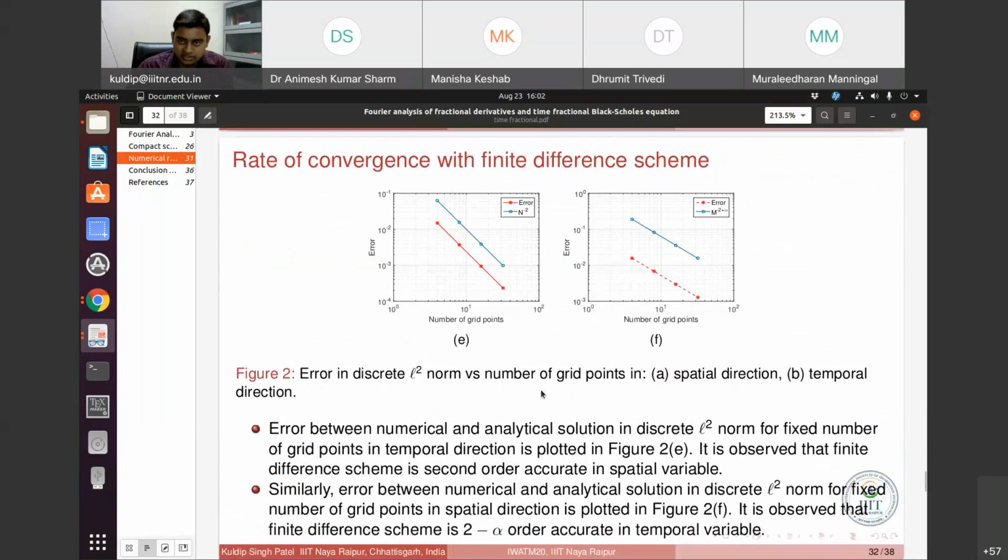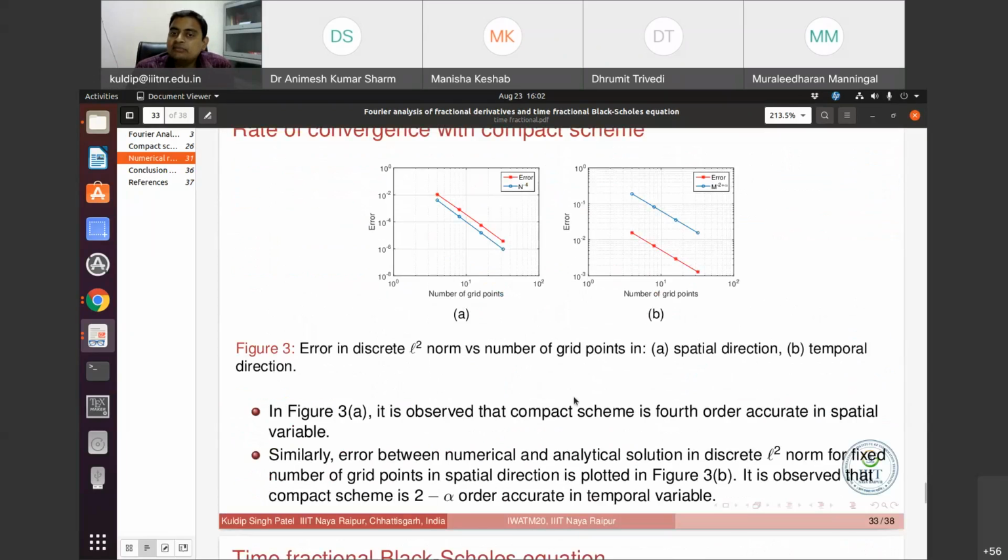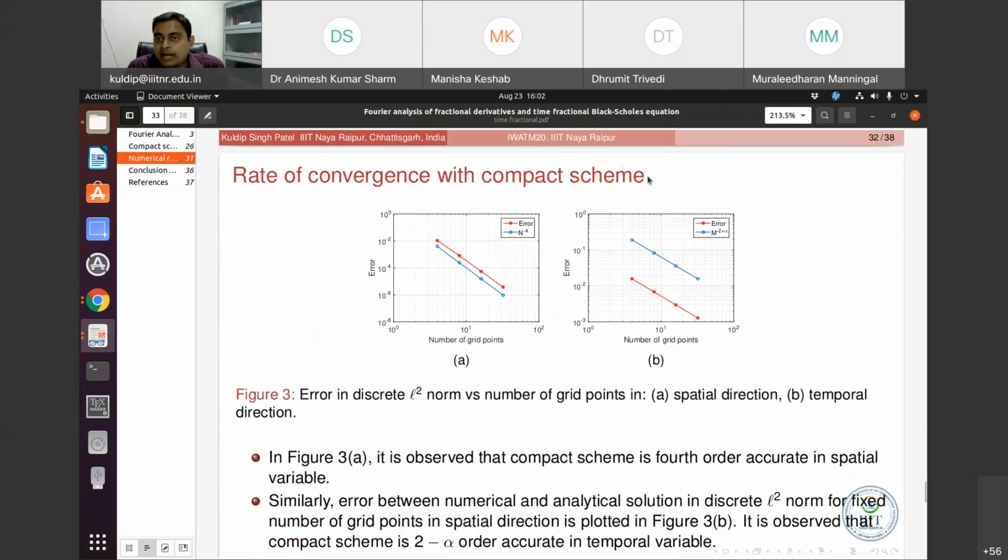And we found this. So you can see that with the finite difference, we are getting second order accuracy, and it is expected. There is nothing new in that. It is expected that we should get second order accuracy with finite difference. And as I told you, it is written 2 minus alpha, so 2 minus alpha order of accuracy in time. So as expected, we are getting both the things, and we are getting both the things using the compact scheme also.